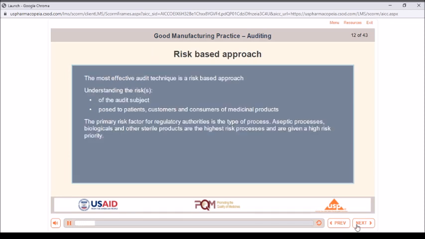Risk-based approach. The most effective audit technique is a risk-based approach. Understanding the risks of the audit subject posed to patients, customers, and consumers of medicinal products. The primary risk factor for regulatory authorities is the type of process. Aseptic processes, biologicals, and other sterile products are the highest risk processes and are given a high risk priority.